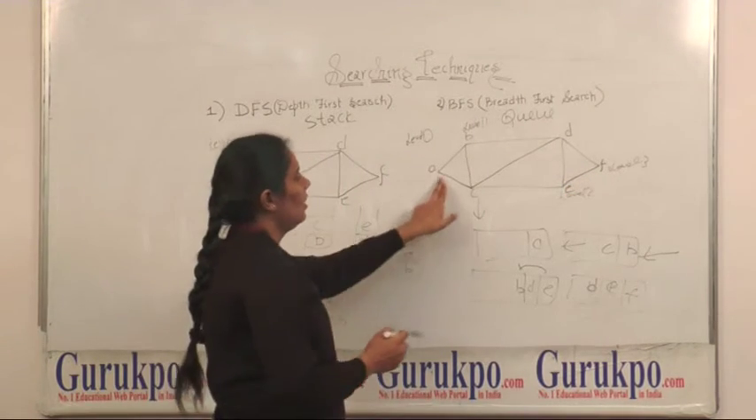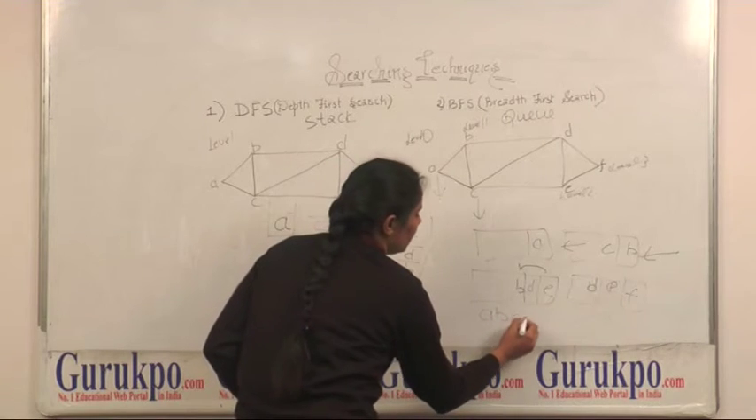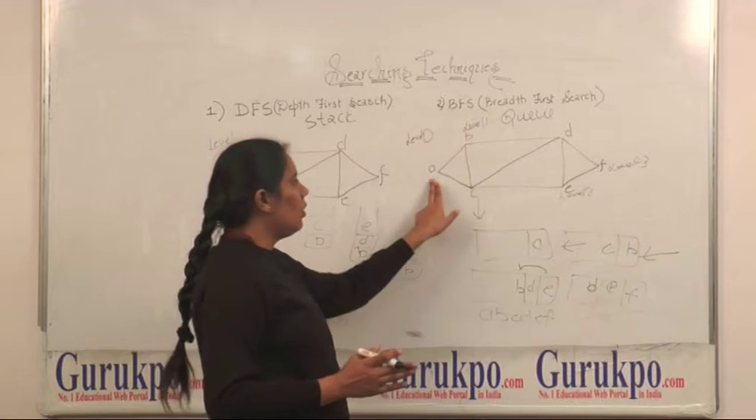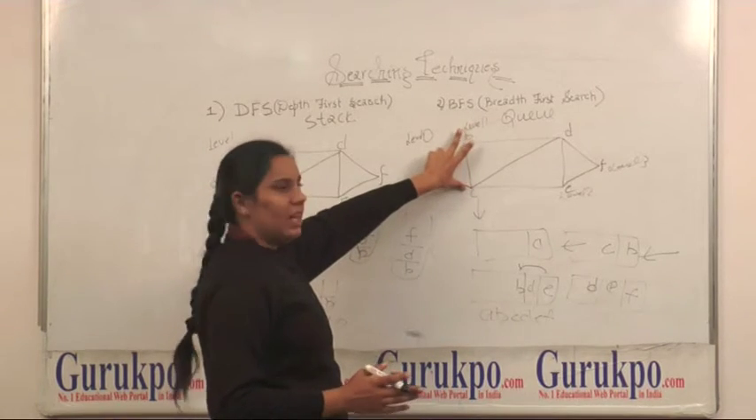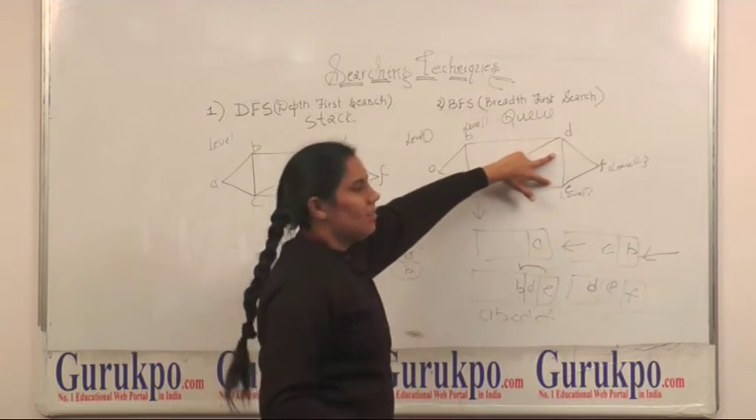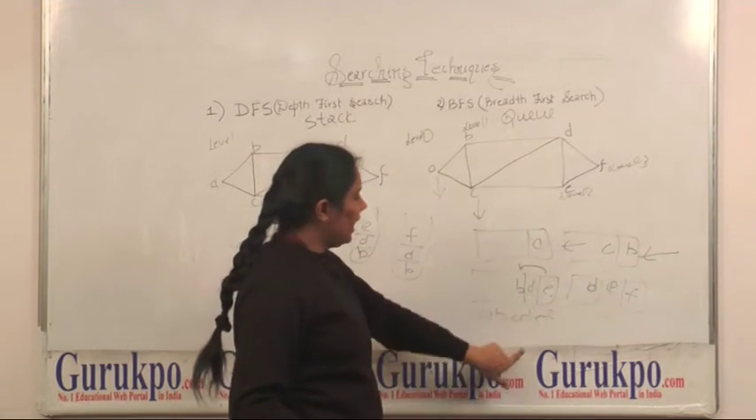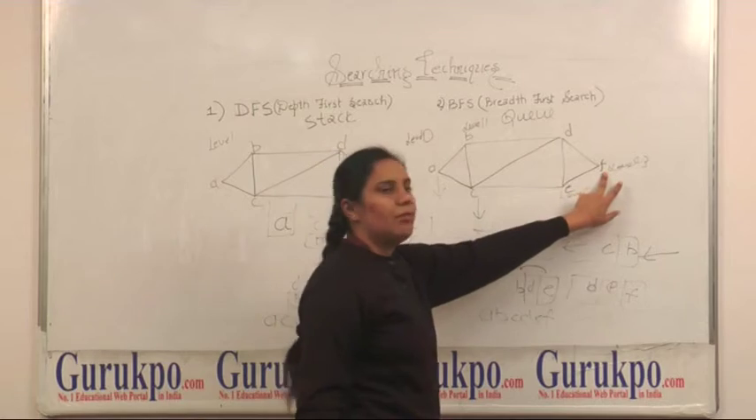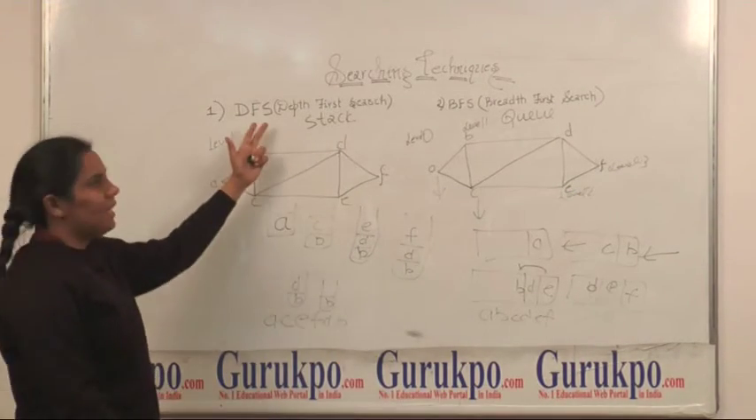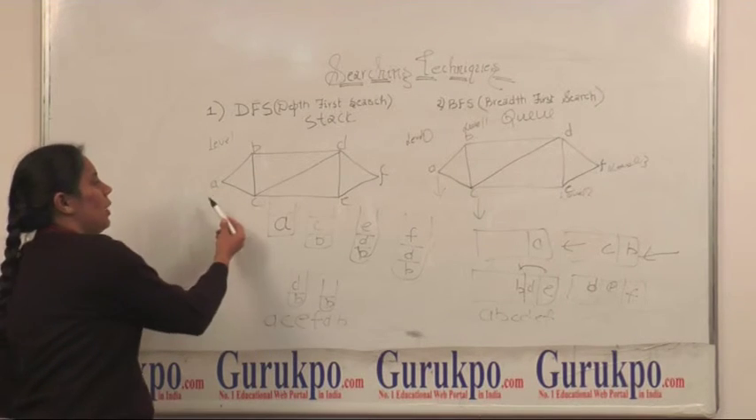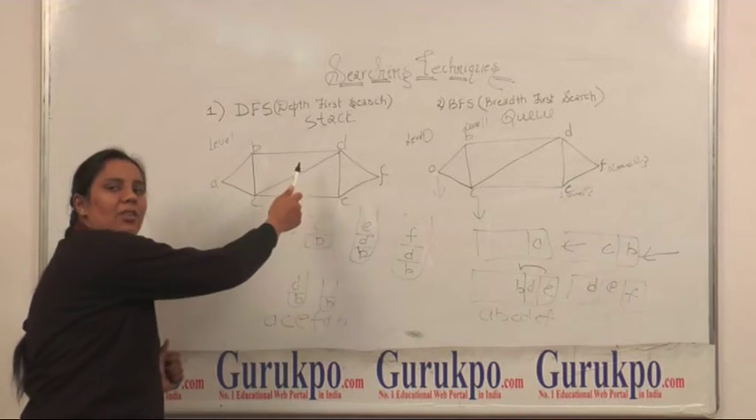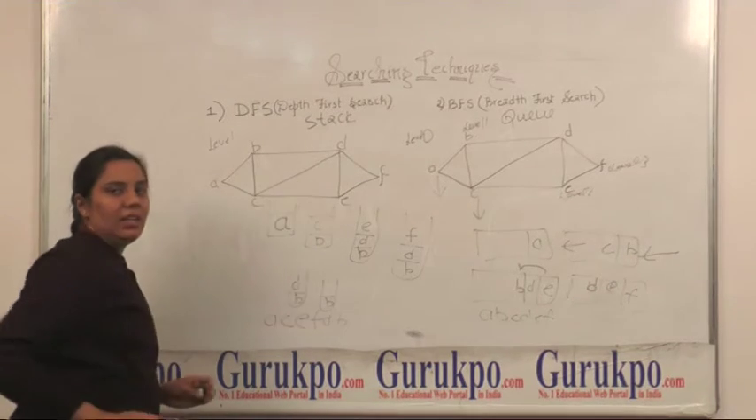What have we seen? We have A, B, C, D, E, F. If we are on level 0, we have A. If we are on level 1, we have B and C both. If we are on level 2, we have D and E both. Then if we are on level 3, we have F. Whereas in DFS, we have gone through A, C, E, F, and then backtracked to D and B.